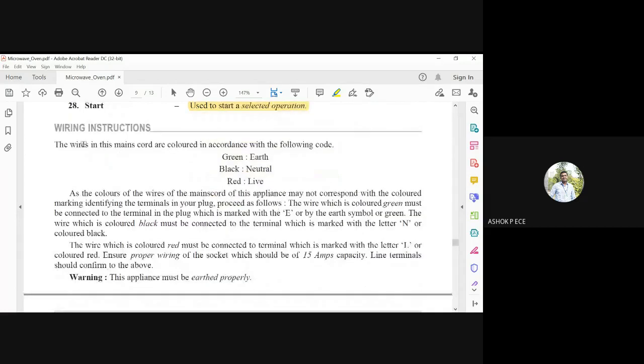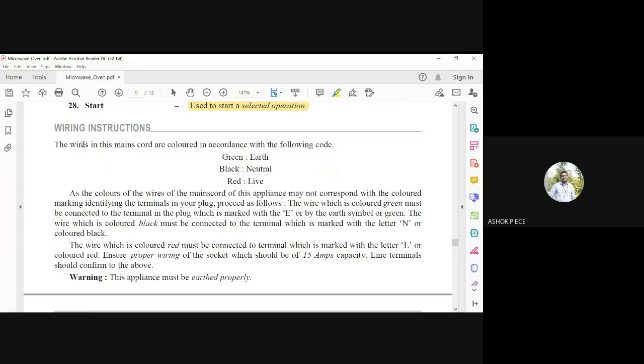So you have wires for your understanding. Green is the earth, black and red are the neutral and live. The colors of the appliance may not correspond to the colored markings, so you must understand that the wire colored green must be connected to the terminal which is marked as earth, or the symbol is green.